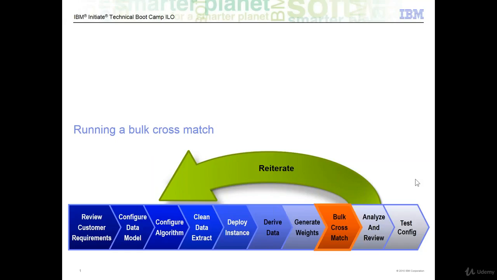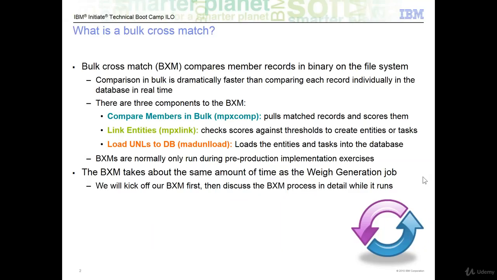Hi guys, let's start with a session on running a bulk cross match. Considering BXM, that's bulk cross match, it compares member records in binary on the file system, and the comparison is in bulk, so it's dramatically faster than comparing each record individually.